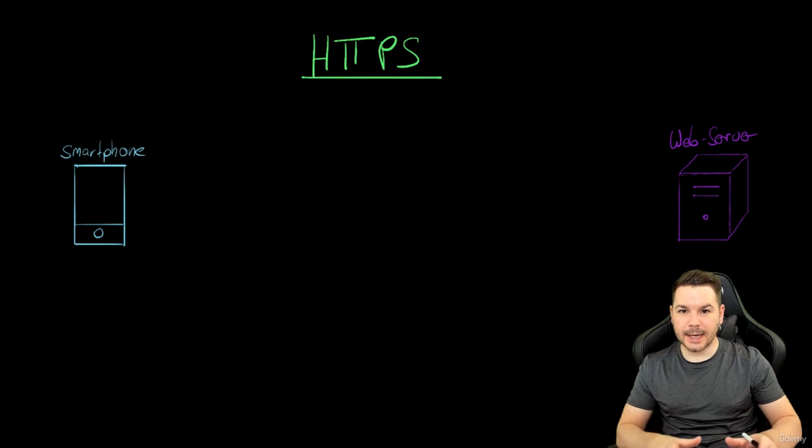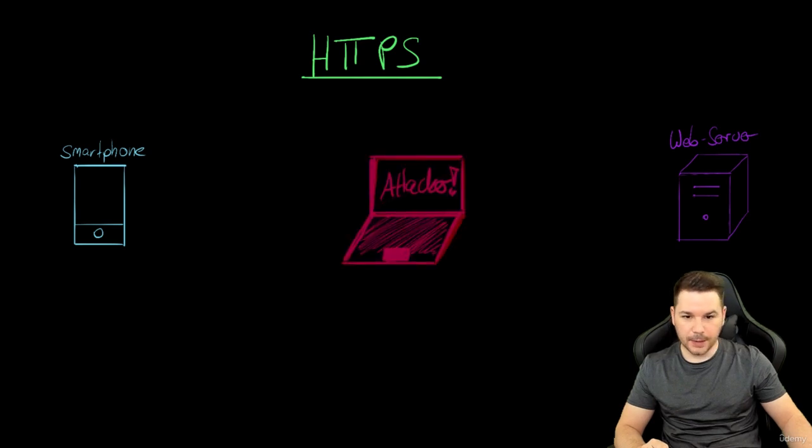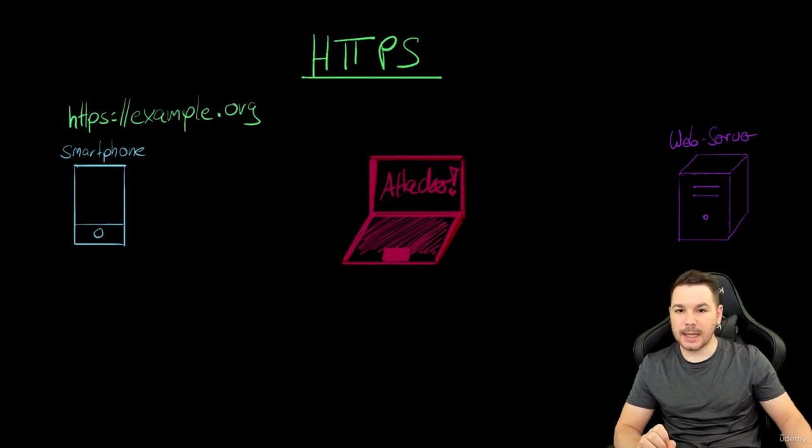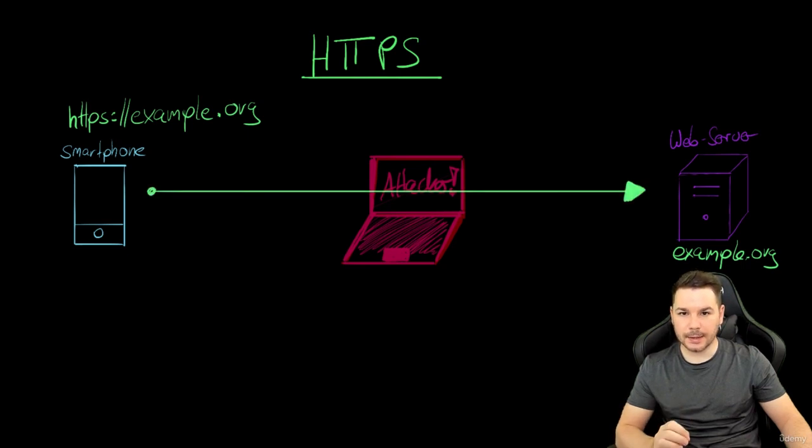Okay, so let's add our attacker over here and see how this interaction works. All right, there we go. Here we now have our attacker, and the smartphone is still making a connection to HTTPS example.org. We still have our web server over here. This is our example.org web server. Now the smartphone is making this connection, but the attacker sits in between this connection. So it looks like this.